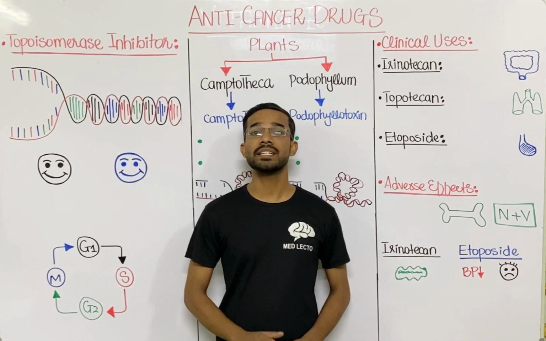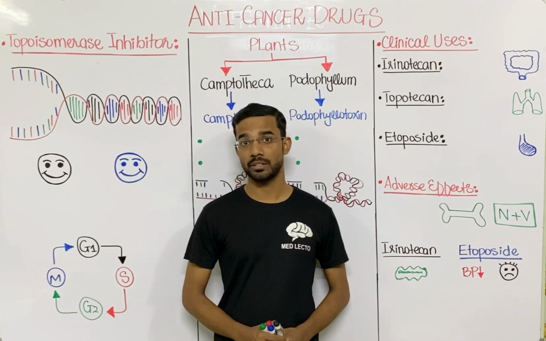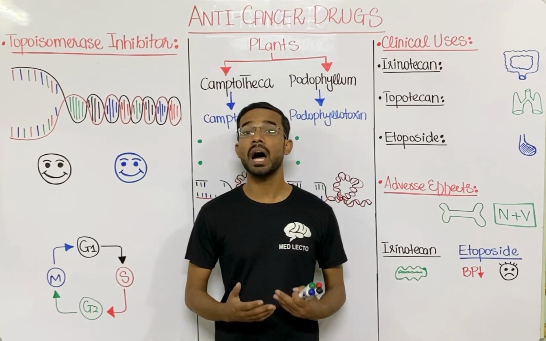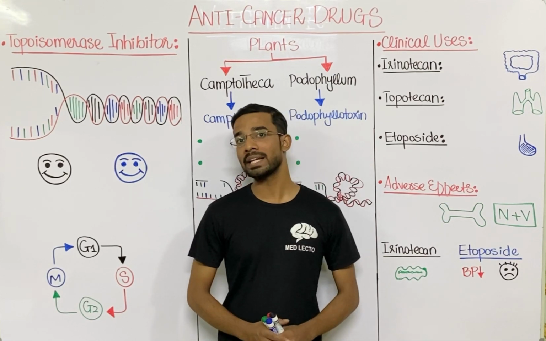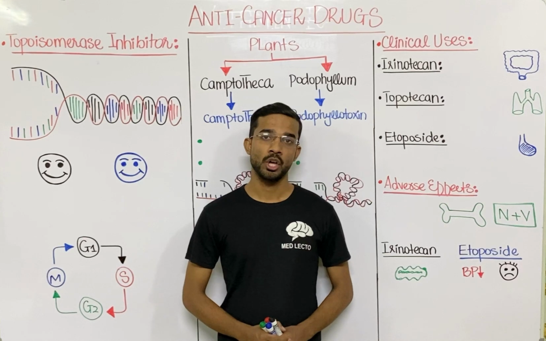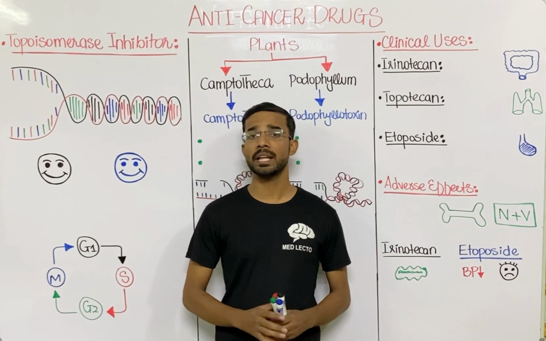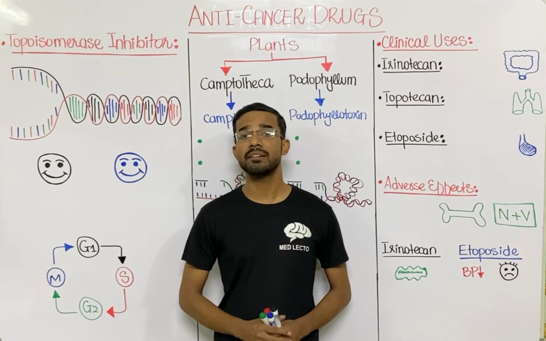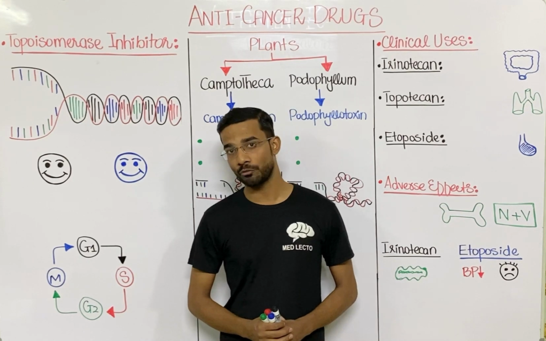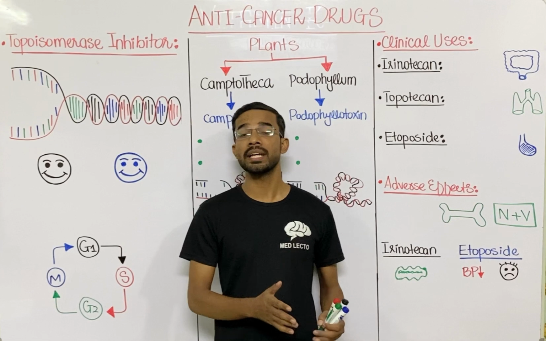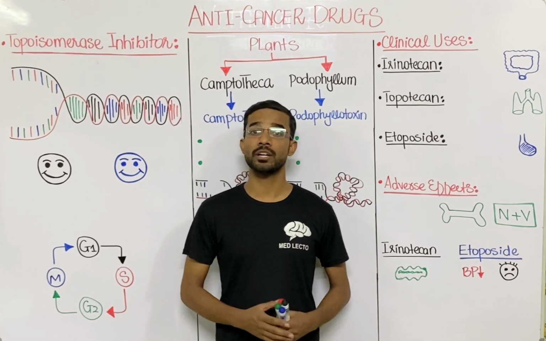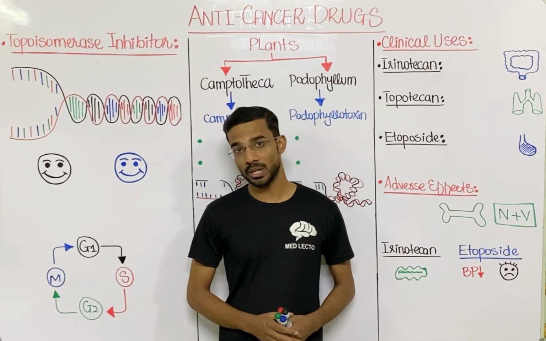Today we are going to discuss topoisomerase inhibitors. So basically, this is a category of anti-cancer drug, or you can say this is another way to kill the cancer cells by inhibiting the topoisomerase. Topoisomerase is an important enzyme in the reduction of the supercoiling of the DNA when the DNA goes through replication, or you can say goes through the transcription phase.